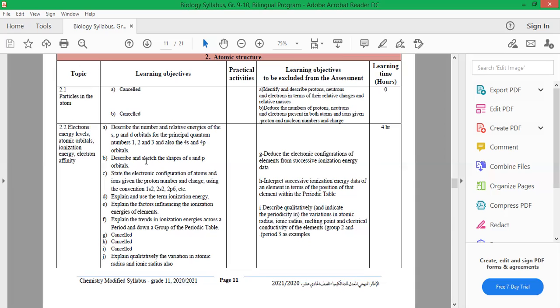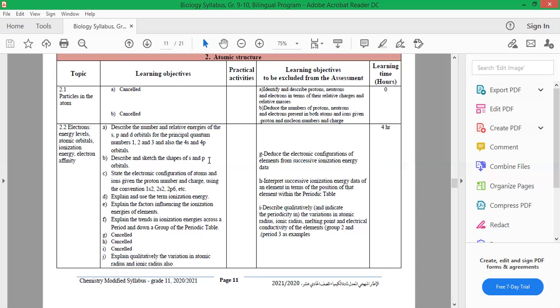Understand? And for P we have three: Px, Py, and Pz. How to draw the shape is very important for the exam. We will not draw 3px; only 2px, 2py, 2pz. For 2p, not 3.